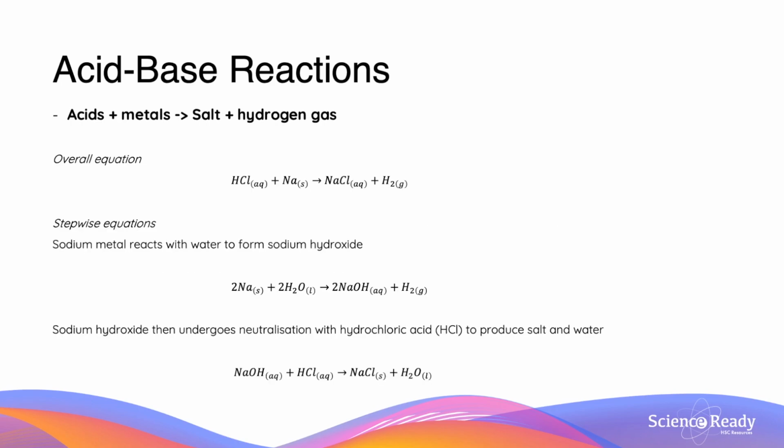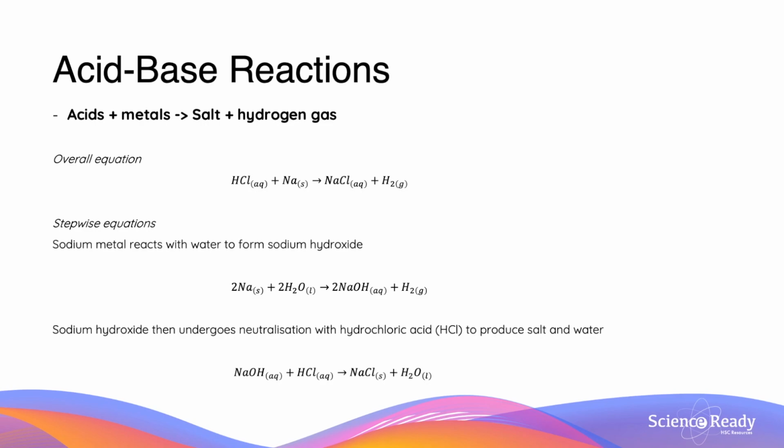So let's look at this example here, which is the acid and metal reaction. So acid and metal gives us salt and hydrogen gas. And with our overall equation, we get hydrochloric acid that reacts with sodium, a solid. And that gives us sodium chloride, which is our salt, and hydrogen gas.